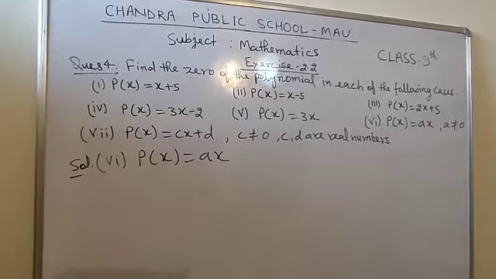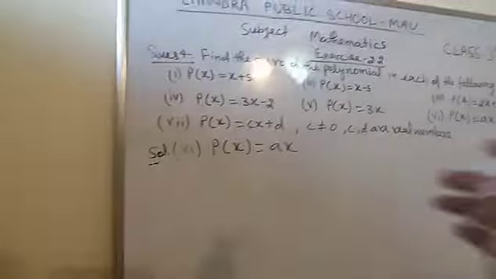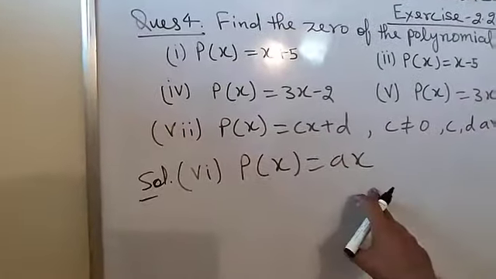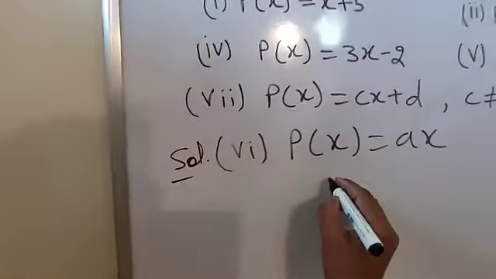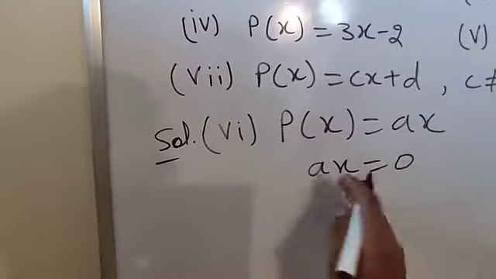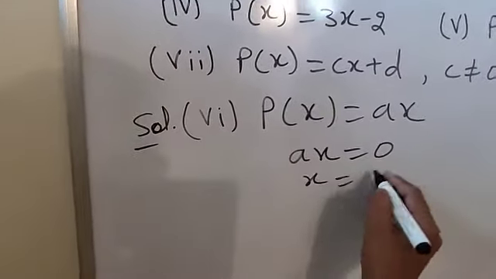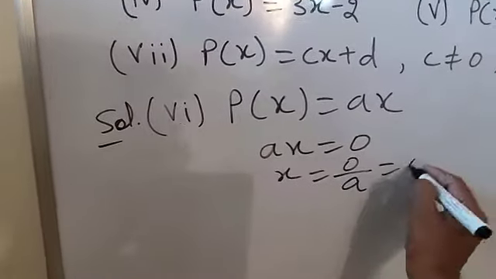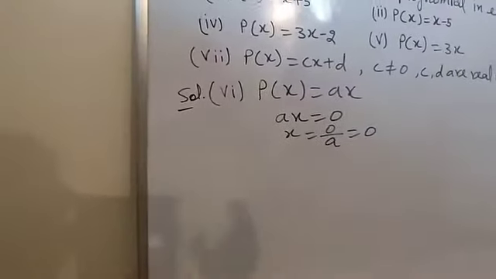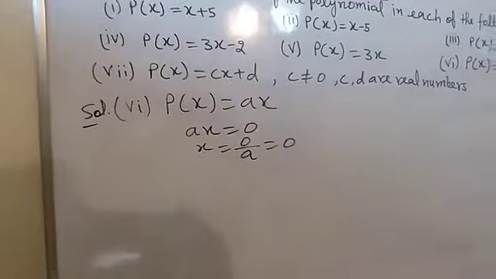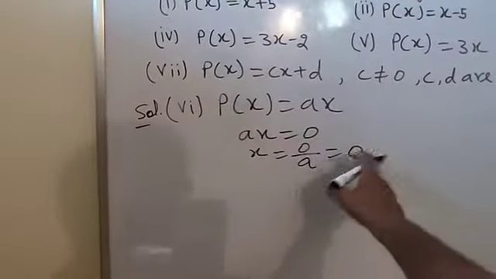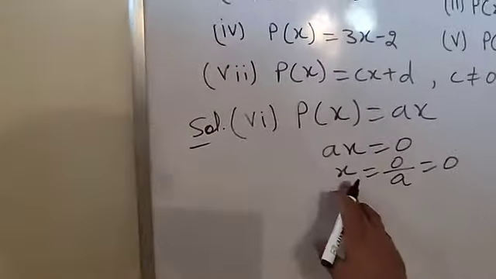The sixth part is given polynomial p(x) equal to ax, that I have written. So again put that polynomial equal to 0, ax equal to 0. You need to find the value of x. So a will be transferred to the right side. So x equal to 0 upon a, that is equal to 0. If you divide 0 by any value, that is equal to 0. So x equal to 0 upon a equal to 0. So here you are going to get the x value as 0.